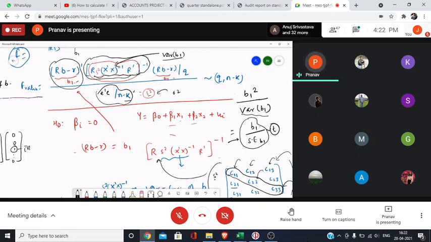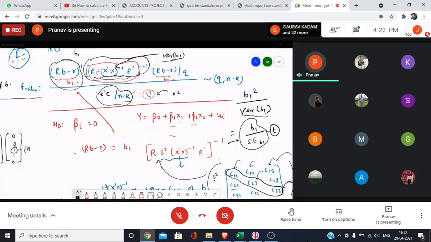Am I clear here, guys? If not, I'll repeat this point again. Sir, they have done this proof to prove that T is equal to B1 upon standard error of B1. Correct. And also that all these linear hypotheses can also be expressed in the F ratio form.